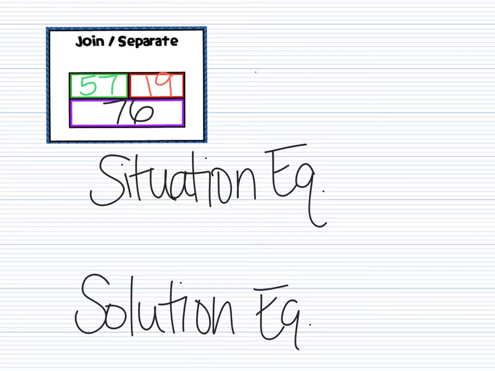Now, a situation equation, remember, is exactly how the numbers sit in a word problem. And what's really nice is in a join and a separate, it's easy to find it because for a situation equation in a join and separate, you have start, change, and result, period. That's how your numbers are going to go. And think about our word problem. Did we have a start number? We did. We absolutely did. It was the 57, remember?